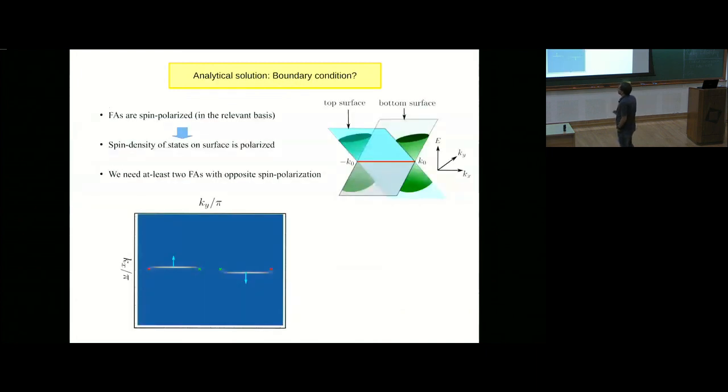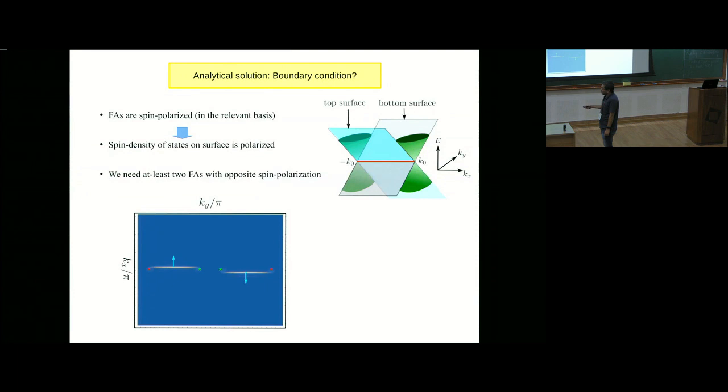So just a few more words about it. The Fermi arcs not only disperse along opposite directions, they are also spin polarized in a certain spin basis. I mean, there could be some pseudo spin with some angular momentum, but for simplicity, we'll take them in the basis of a spin half. They are spin polarized in a relevant basis. They move in opposite directions.